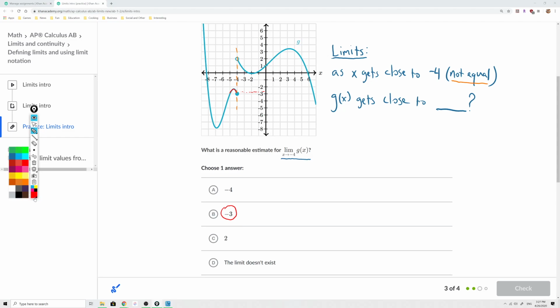However, if we go to the right-hand side and you look at the y values here, well, it looks like these y values are getting closer and closer and closer to 2. So maybe that's the answer to this question.